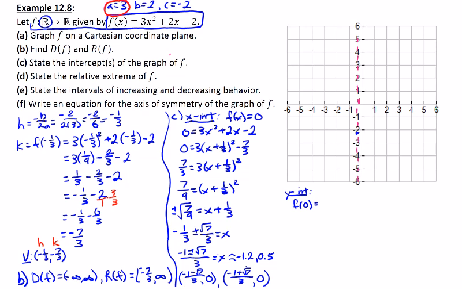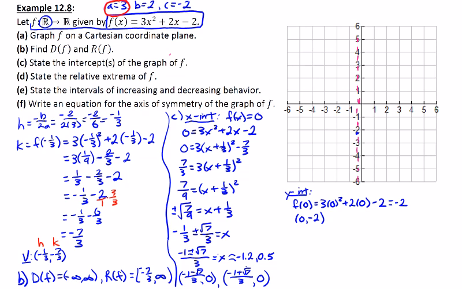So by plugging in 0 into the equation, I will have 3 times 0 squared plus 2 times 0 minus 2. And that is all equal to negative 2. So I can write down (0, negative 2) as the ordered pair that represents the y-intercept. So that gives me 3 more points that I can use along with the vertex to get an idea of what this graph looks like.